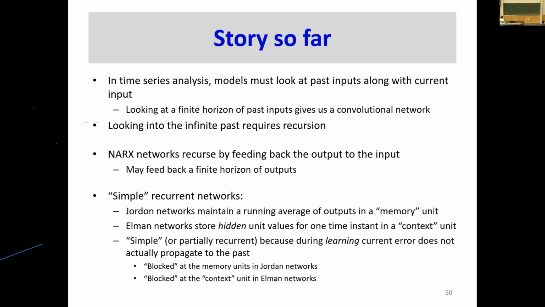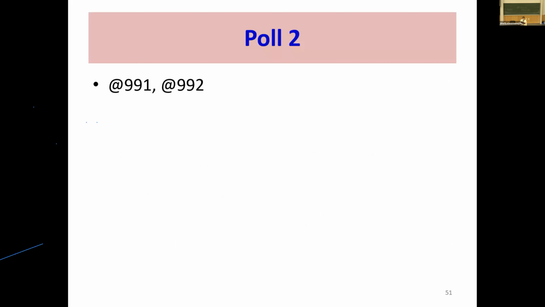And these are partially recurrent because during learning, the current error is not back propagated past the memory unit. It stops at the memory unit because the memory unit is basically treated as an input to the network. So back propagation is blocked at the memory units in Jordan networks. It's blocked at this so-called context unit in Elman networks.